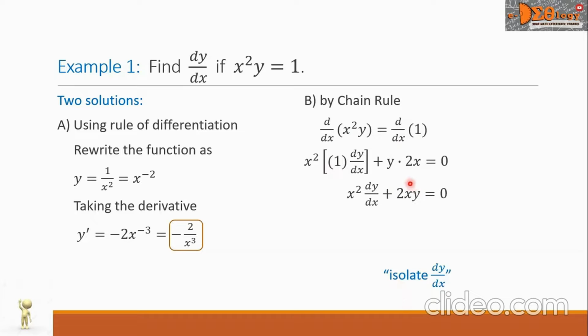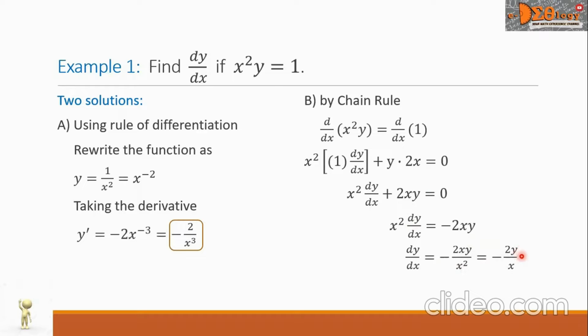This time, our purpose is to isolate dy over dx. We start by transposing the 2xy to the right. The right side now becomes negative 2xy. Let us divide the equation by x squared. So we have dy over dx equals negative 2xy all over x squared. We can cancel the x in the numerator and one of the x in our denominator. So we simplify this into negative 2y over x.